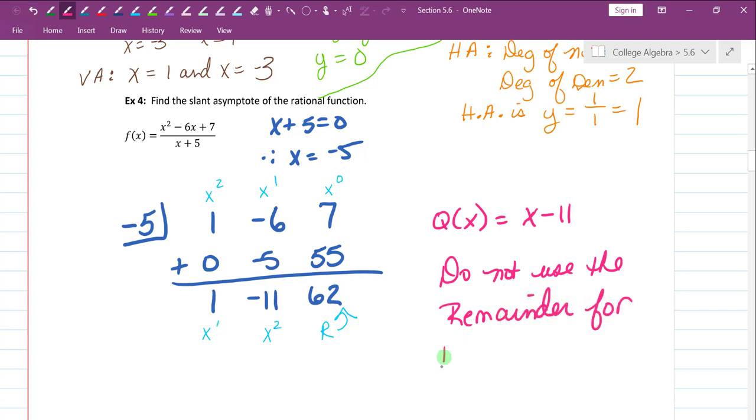For the slant asymptote. Well, if it'll write. There we go. Alrighty.